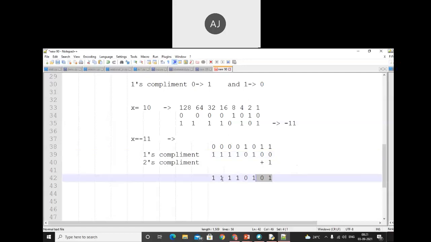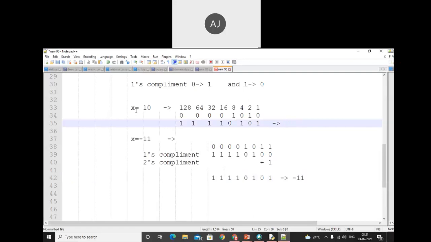Now just check this value with this one. Is it similar? Four times 1, later on we get 0, 0, 1, 1, 0, 1, 0. What does it mean? So can I say that this value is minus 11? Yes, we can say this value is minus 11.